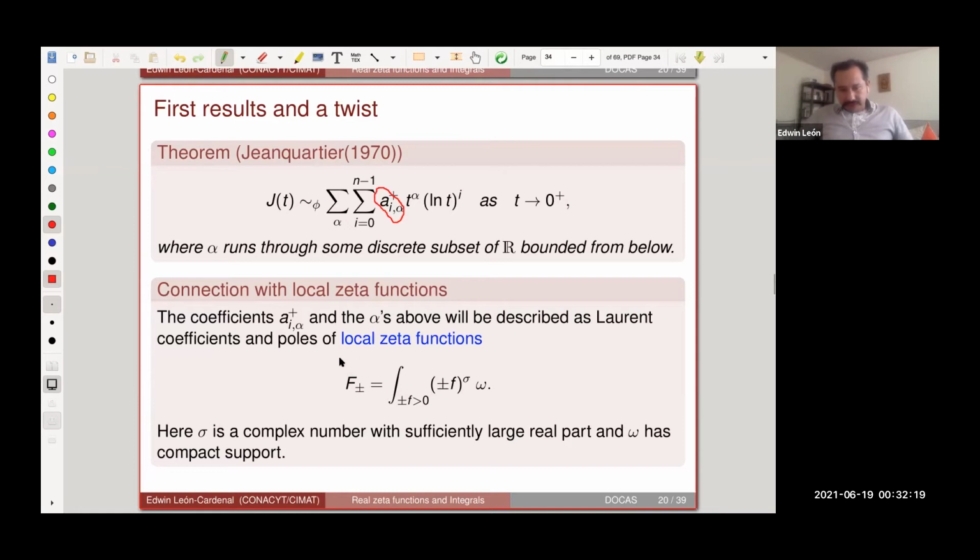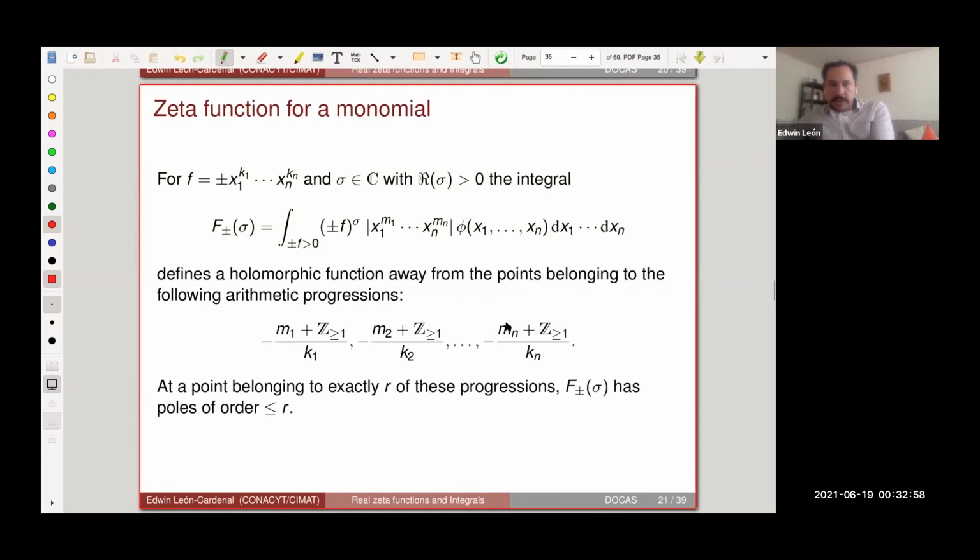What is a zeta function? A zeta function is something like this. In this case, you have a polynomial f, and then you raise this polynomial to some power sigma, where sigma is a complex number with sufficiently large real part, and omega is a form which has compact support. So I want to explain this theorem of Jean Quartier in terms of the poles and Laurent coefficients of local zeta functions, okay? Sorry, can I ask a question?